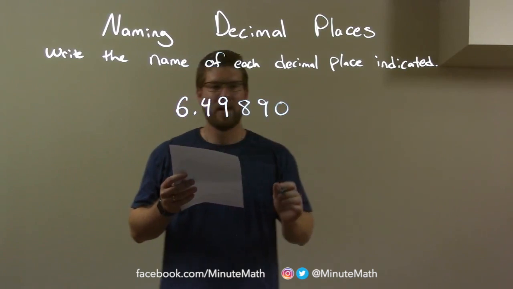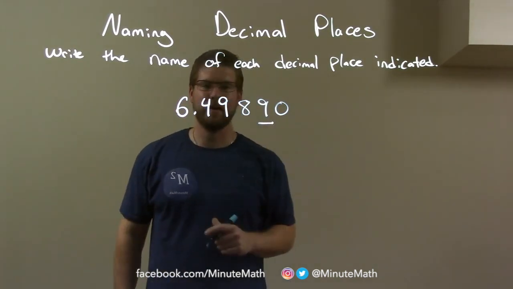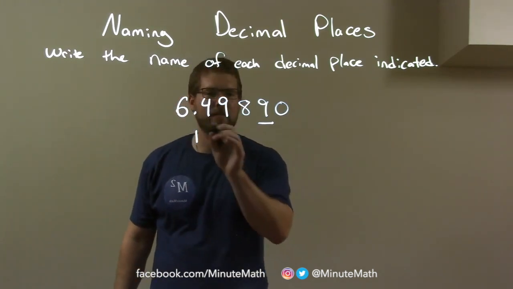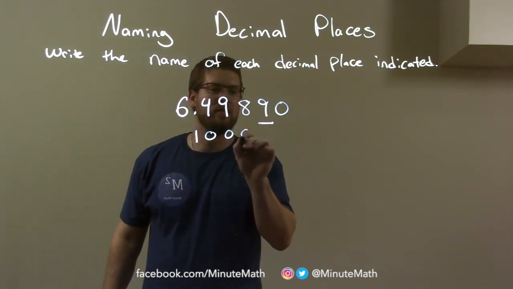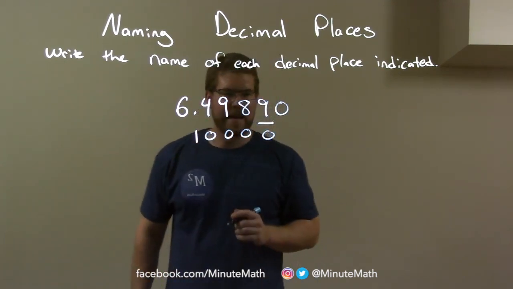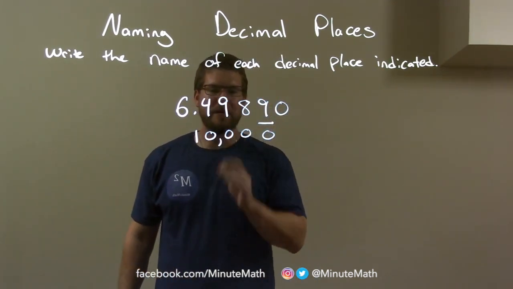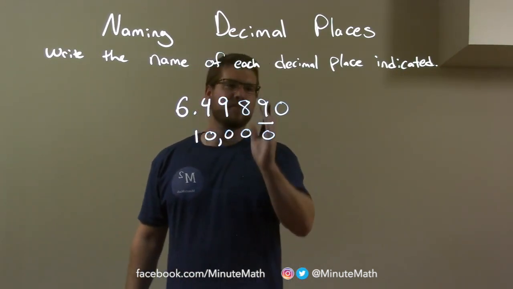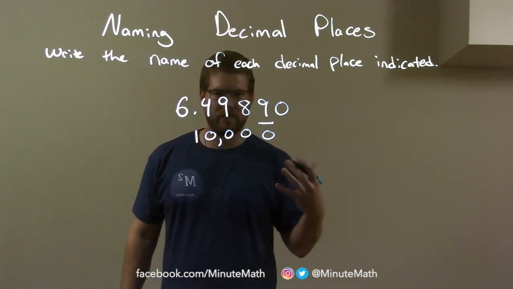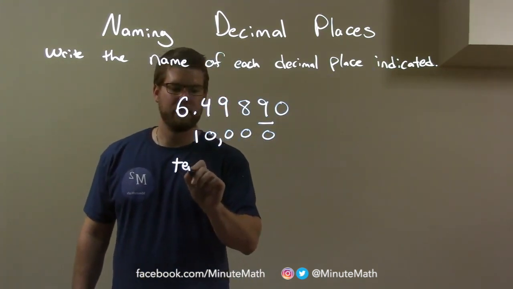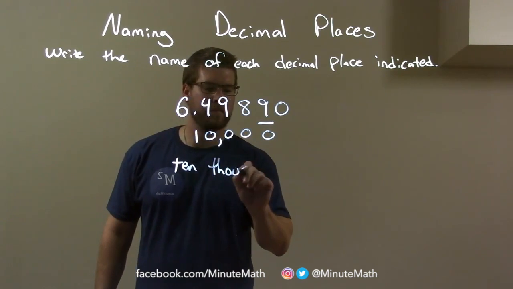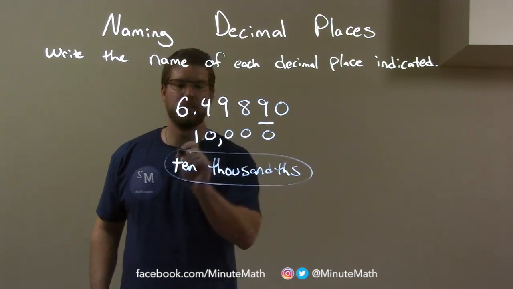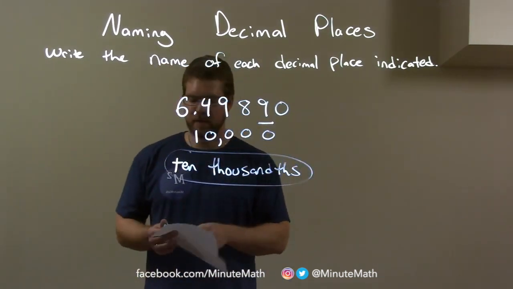6.49890, and we have our bar underneath this 9 right here. My technique is I put a 1 where the decimal is and zeros afterwards, 0, 0, 0, and 0, but I stop at the 9. This number is 10,000. So this decimal place is the 10,000ths place, 10 thousandths. And there's our answer. Pretty simple.